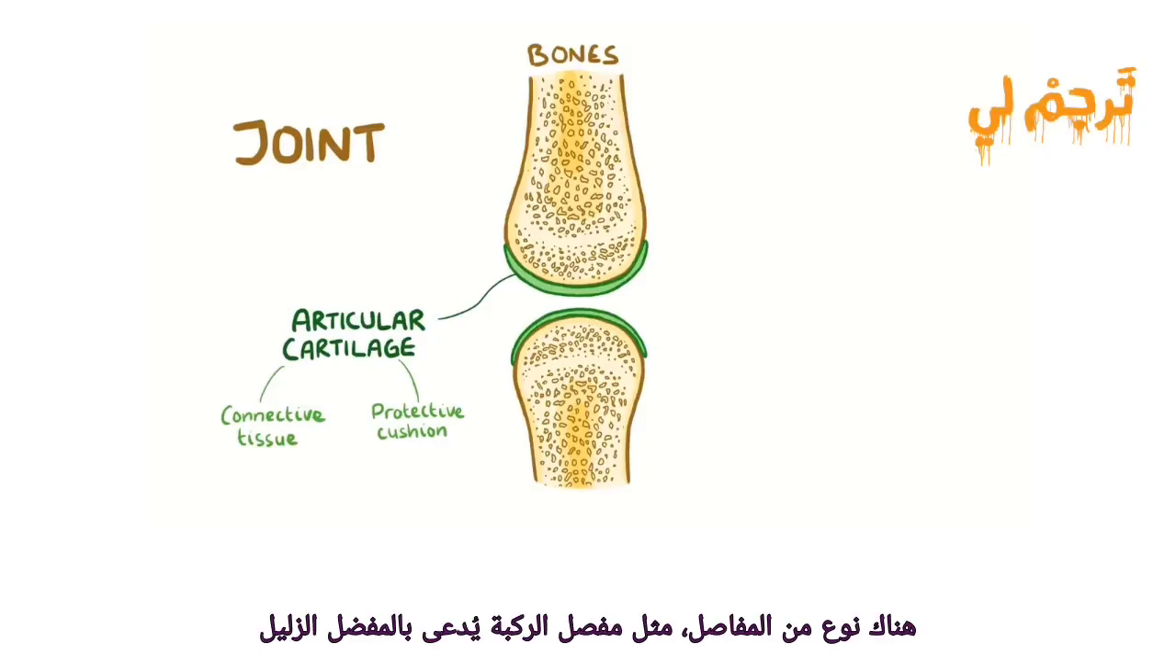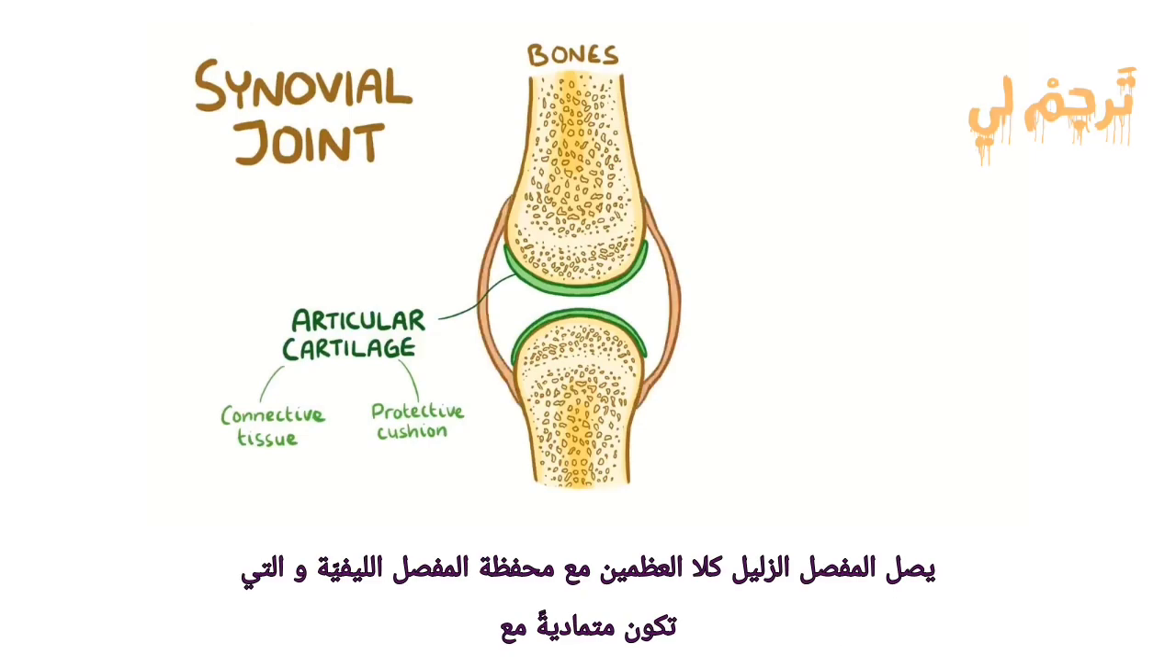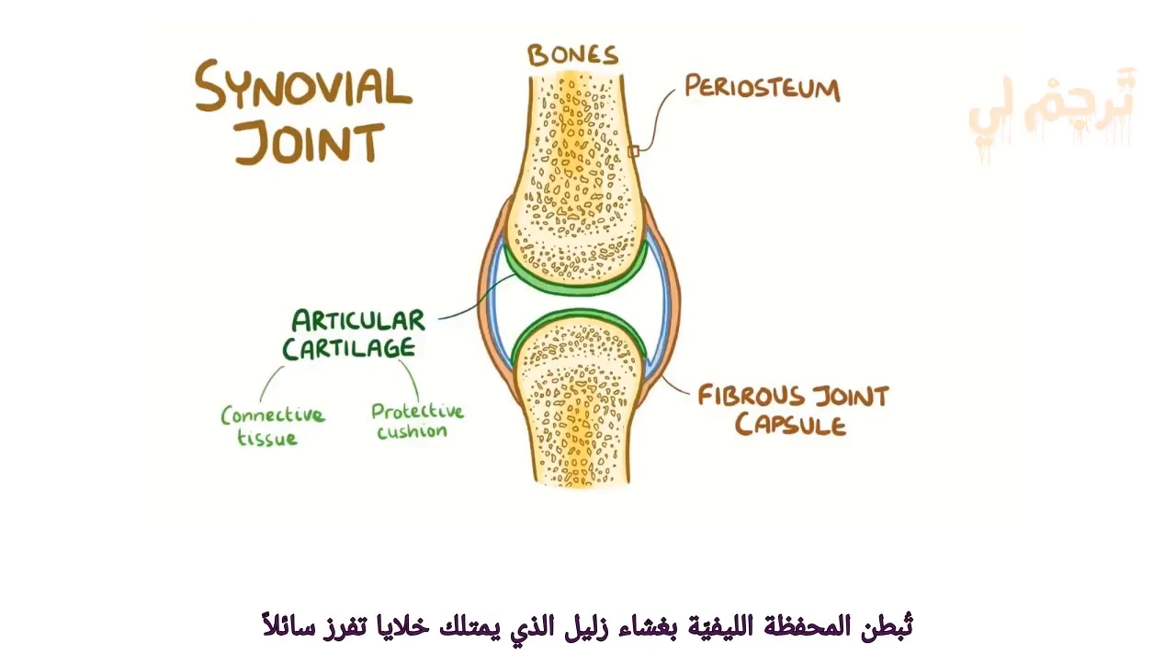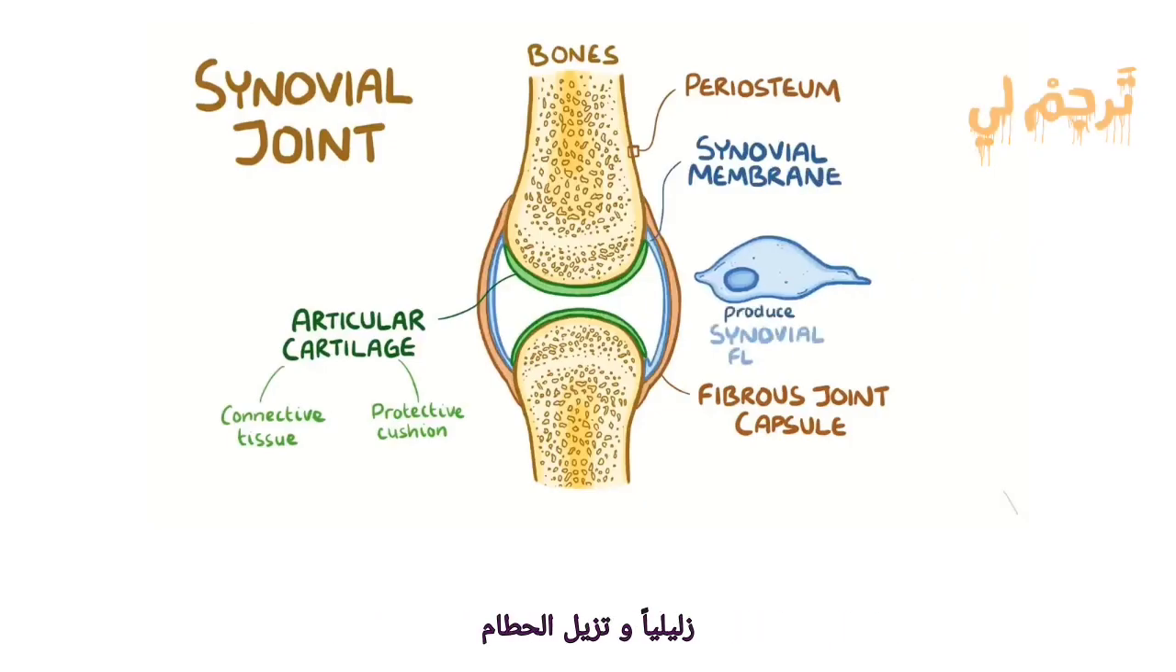One type of joint, like the knee joint, is called a synovial joint. A synovial joint connects two bones with a fibrous joint capsule that is continuous with the periosteum, or the outer layer of both bones. The fibrous capsule is lined with a synovial membrane that has cells that produce synovial fluids and remove debris.